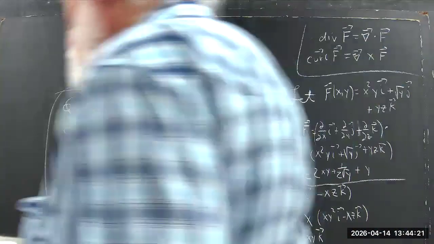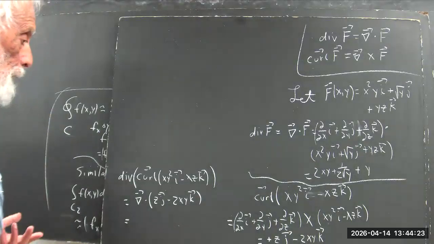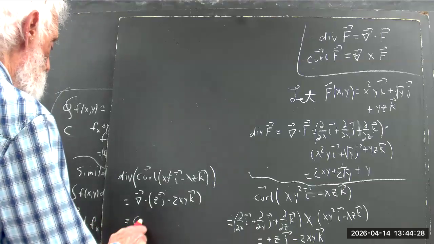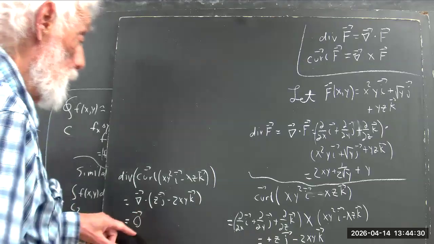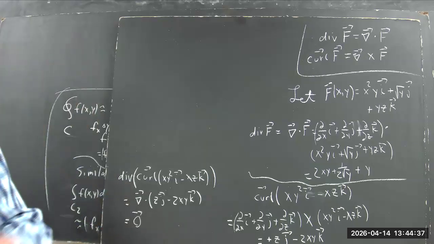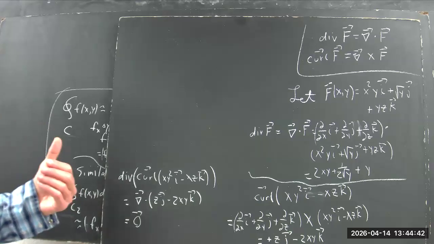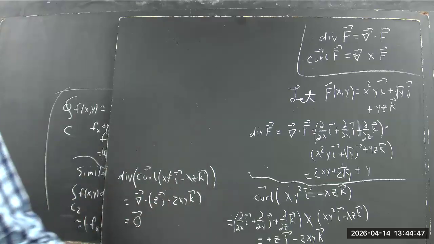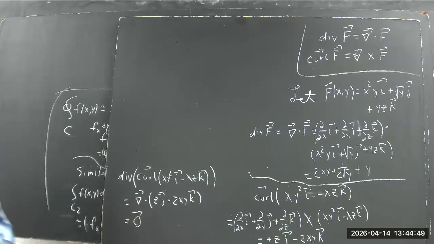Okay, I'm not going to actually write this out except for the result, which is very clearly the zero vector. Why? Because what's del? It's partial with respect to x i, etc., right? Well, the partial with respect to x i dotted with z j minus 2xy k is zero because there's no i component, so you can't do partial with respect to x of anything but zero, right?